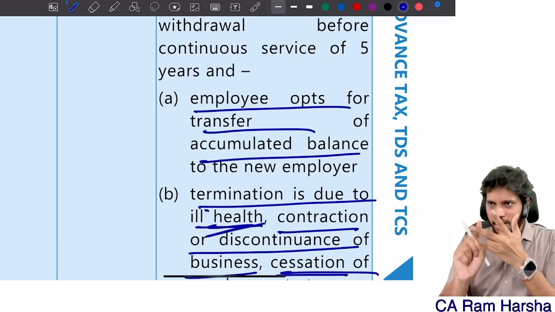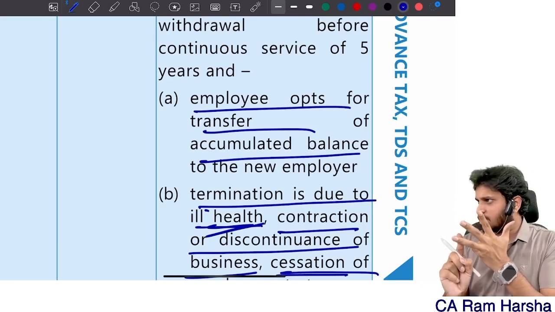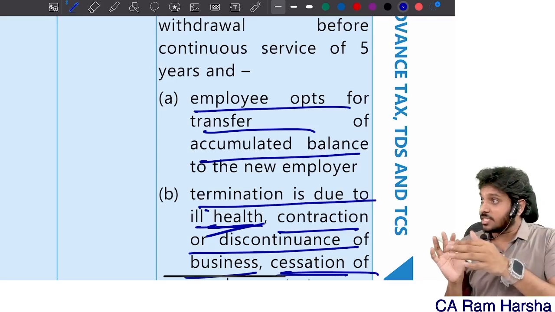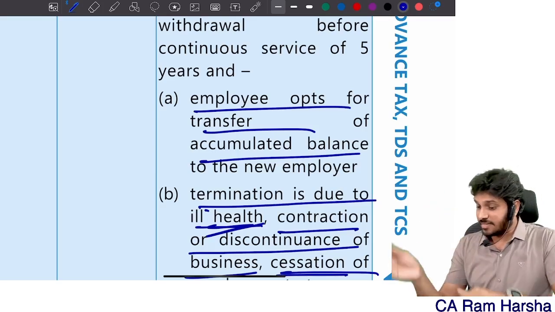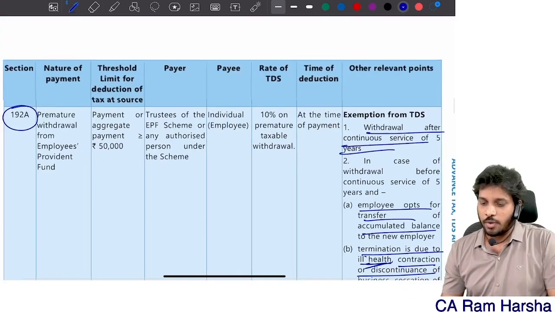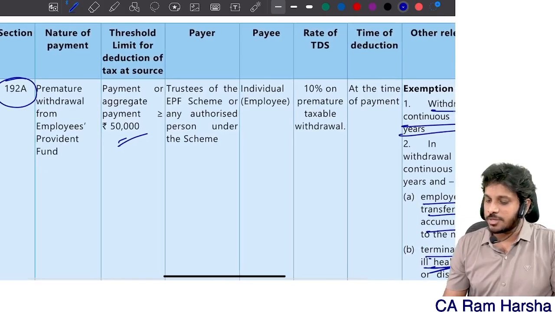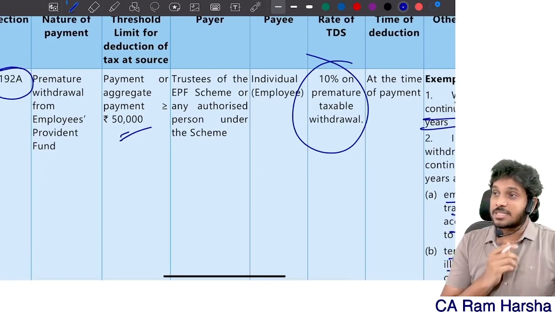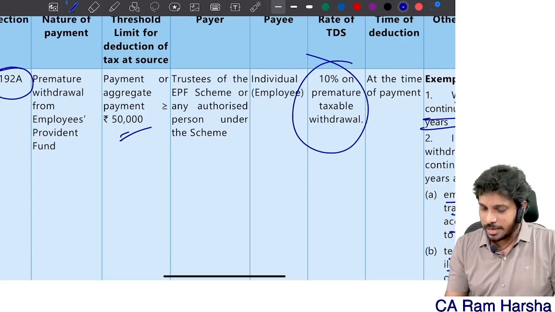Ill health, change of employment, discontinuance of business, or firing. Getting the point? So what reason? If these are the reasons, again no TDS. If other than these reasons, TDS will apply. What is the threshold limit? 50,000 rupees. Total payment made in a year is exceeding 50,000. Straight away 10% on the amount of withdrawal the moment it crosses 50,000.